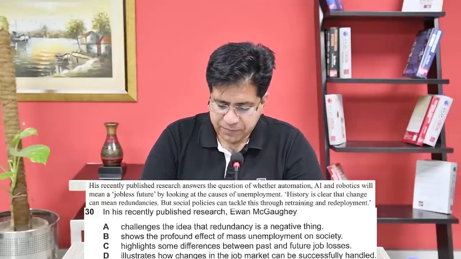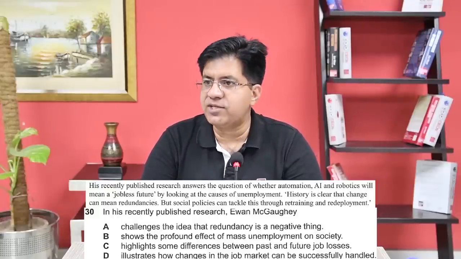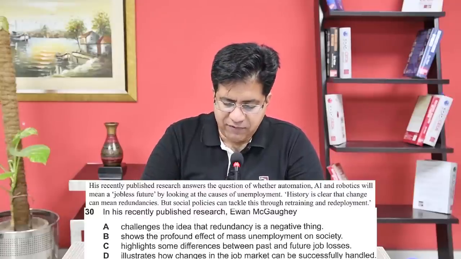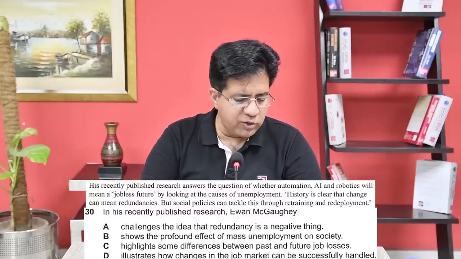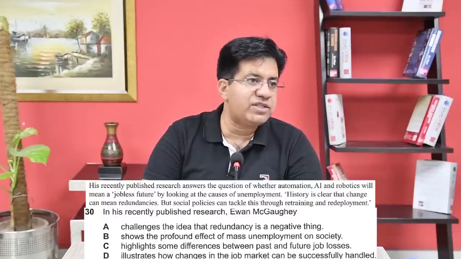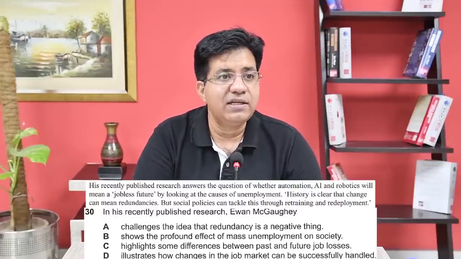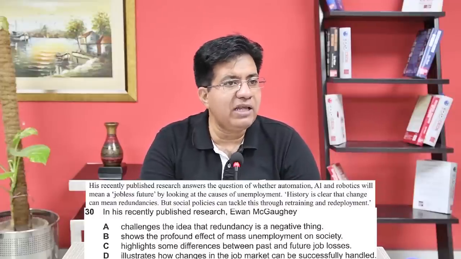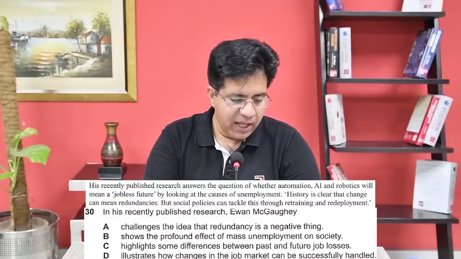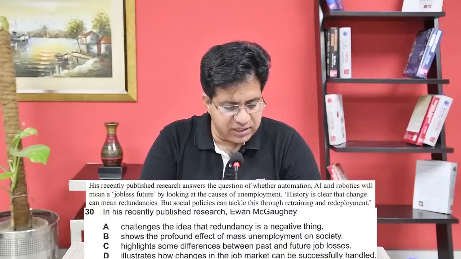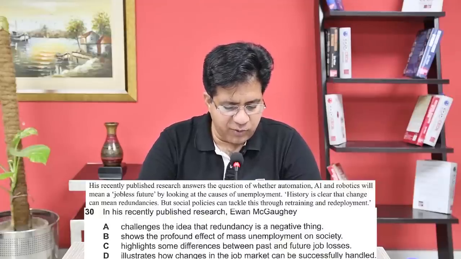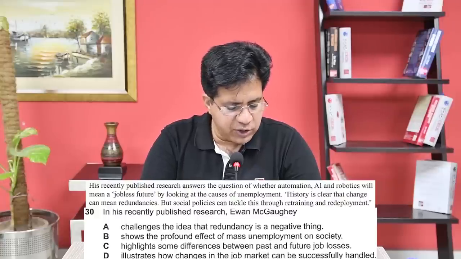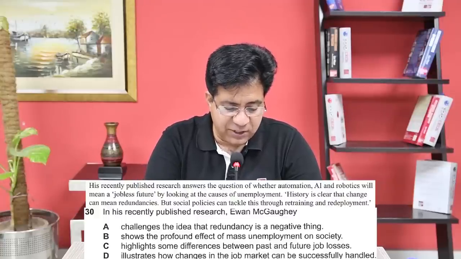Now what's the question? In his recently published research, now see, we are specific. The clue word is Evan McGage, but we are just going to read about his recently published research. Which paragraph is that? It's the third last paragraph. Clear? So you don't need to go anywhere. You will just come to this point. His recently published research answers the question of whether automation, AI, and robotics will mean a jobless future.